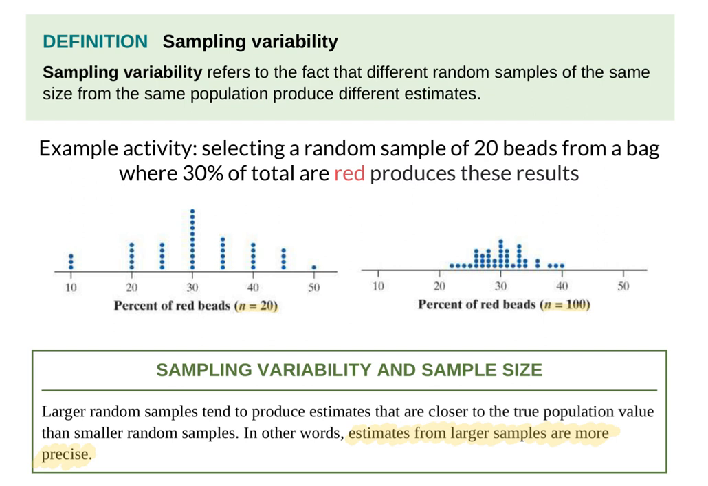Now, what if I decided to pull out 100 beads at a time instead of 20? My dot plot would look something more like this. So that's something that we get into called sample size. And we know, and I bet you even knew before you took this class, that sample size is important. The larger the sample size, the more accurate or the more trustworthy your results. So larger samples tend to produce estimates that are closer to the true population value than smaller random samples. Estimates from larger samples are more precise.